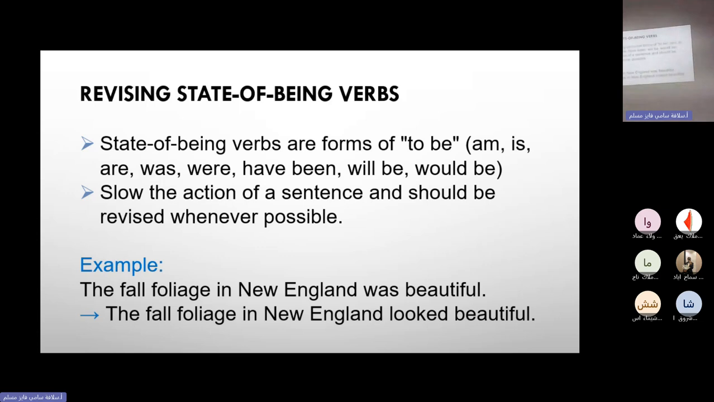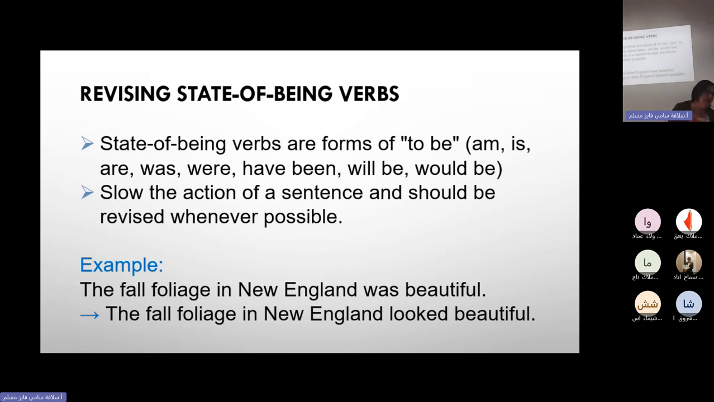For example, the fall foliage in New England was beautiful. The fall foliage, meaning the autumn leaves, in New England was beautiful. "Was beautiful" uses the verb to be, which is a state of being. Okay? Now this is a slow sentence.